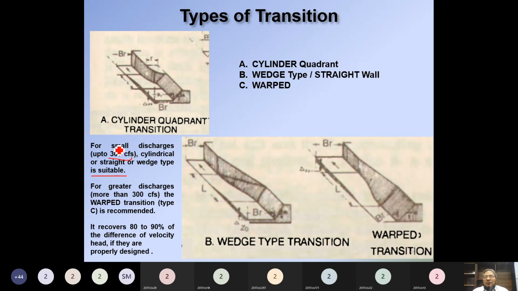देन वार्प ट्रांजिशन. वार्प ट्रांजिशन में हमने क्या करना है कि जो वॉल है उसको मोड़ते जाएंगे. वो पहले इंक्लाइन थी बट आगे भी लेते जाएंगे, इसकी विड्थ भी कम करते जाएंगे और वर्टिकल भी करते जाएंगे. सो हियर यू कैन सी द वॉल इज वार्प्ड. यहाँ पे इसका वही स्लोप है जो पीछे था, आगे वर्टिकल होता जाएगा एंड हियर इट इज फुल वर्टिकल. सो इट इज ग्रेजुअली. सो if the discharge of the canal is more than 300 cusecs, so we provide warp transition. Okay, so it covers about 80 to 90% of the difference of velocity head if they are properly designed. यानी कि इसमें head losses are minimum in this warp transition.